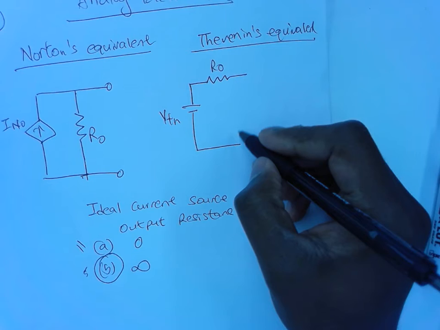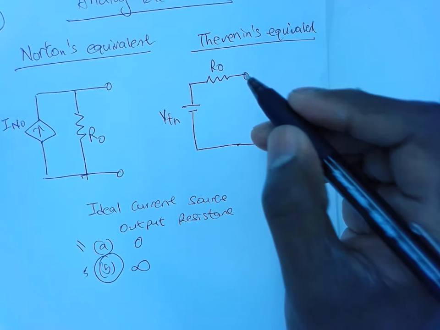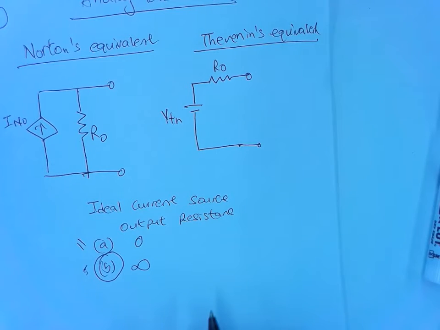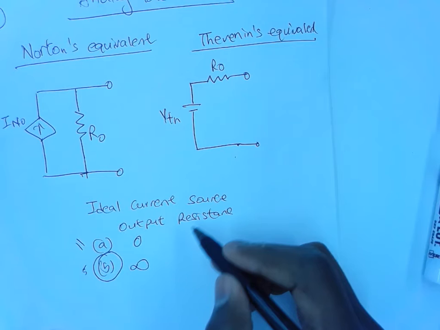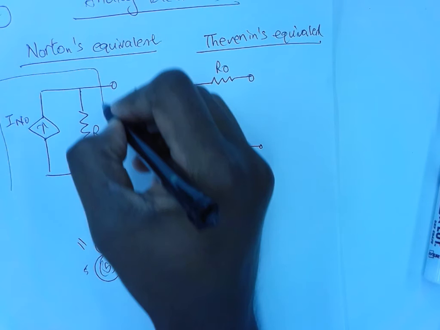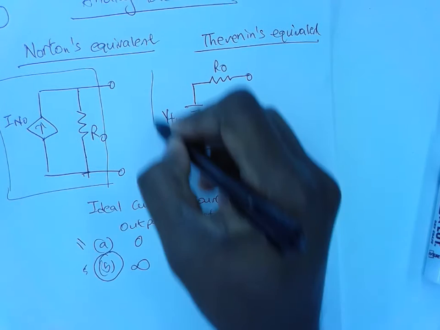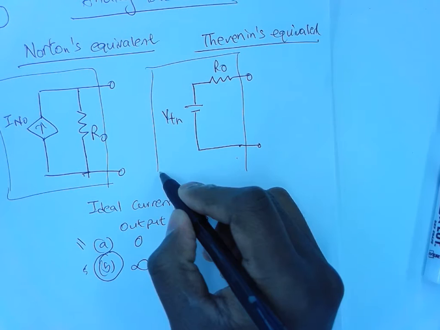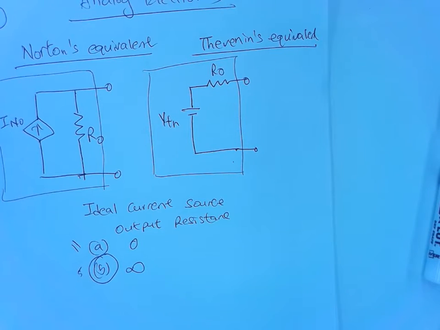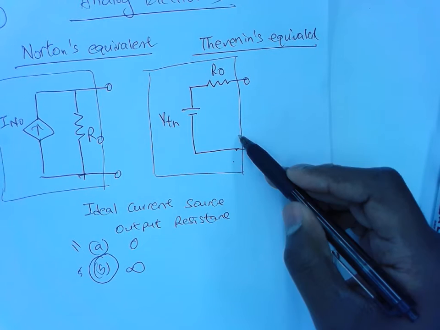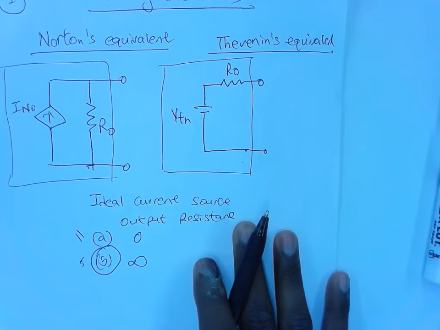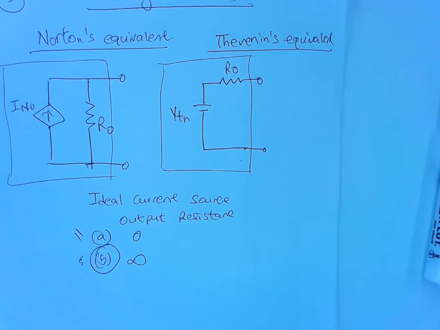Okay. So now this is the Thevenin's equivalent. Let me just put a box here so that we'll know where the box is. Now in here we are showing a voltage source. Ideally, for a voltage source, what should RO be? 0, right? It's obviously the opposite of a current source.